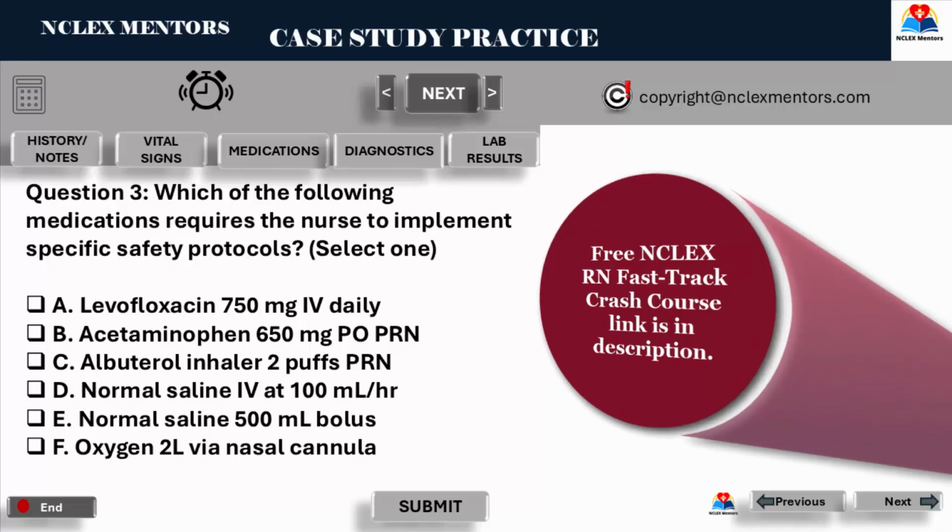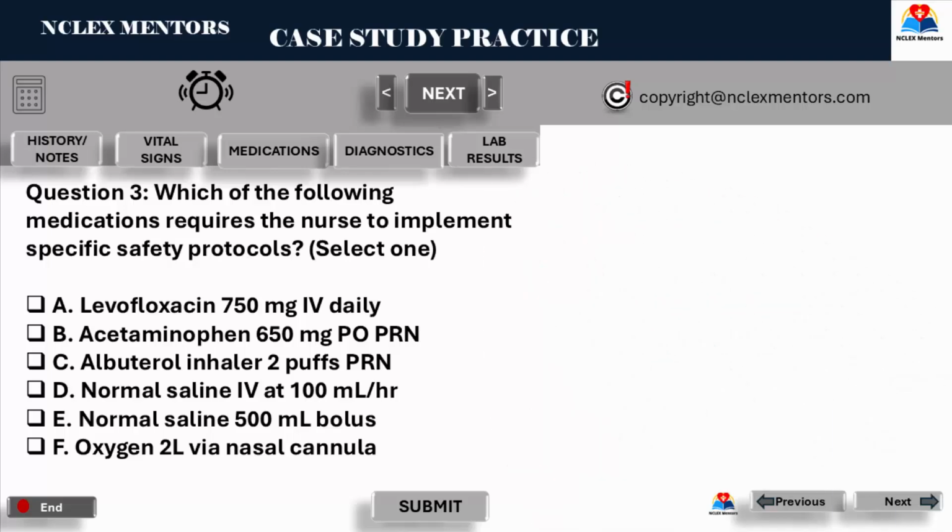The fourth option is normal saline IV at 100 mL per hour. The fifth option is normal saline 500 mL bolus. The sixth option is oxygen 2 L via nasal cannula. Pause and think.